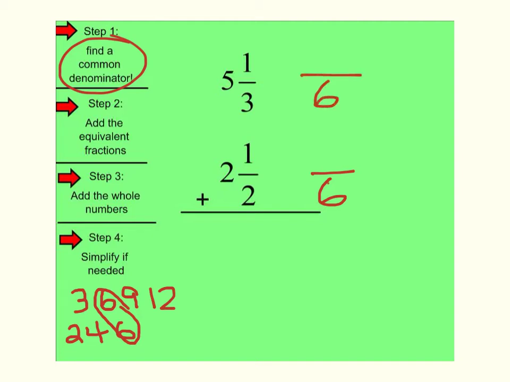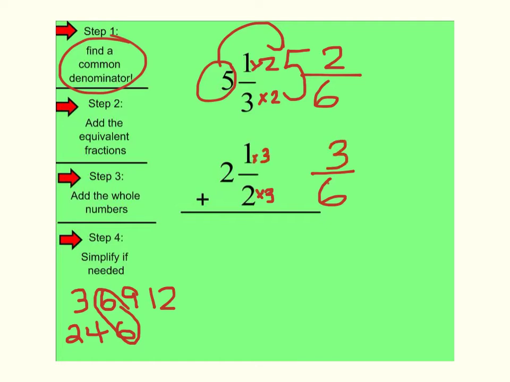So once again, I'm going to find my equivalent fractions first. So 3 to 6, I'd have to do times 2. So what I do on the bottom, I have to do on the top. So this would be 2/6. I can't forget my whole number, so I would bring that over. So this is going to be 5 2/6. So then I have 2 1/2. 2 to 6 would have to go times 3. What I do on the bottom, I must do on the top. So I would have 3/6. My whole number, once again, comes over. So now I have 2 3/6.